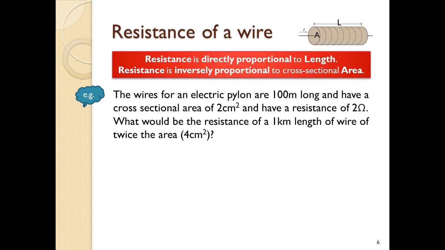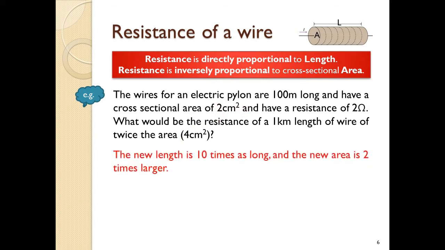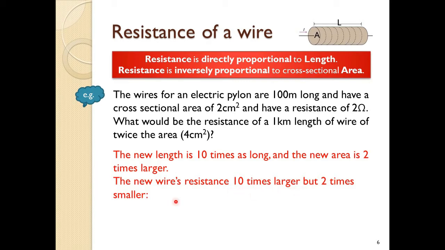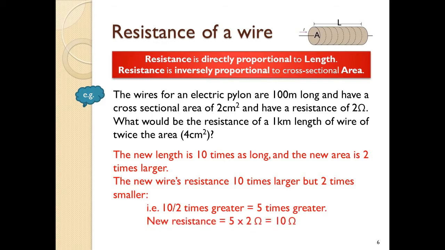So to solve this, we need to notice that the length of wire has got longer, and the area has got larger compared to before. In fact, the new length is 10 times as long, and the new area is 2 times larger. So the new wire's resistance will be 10 times larger, but 2 times smaller. That makes 10 over 2, which is 5 times greater. So the ratio will be 5 times bigger than it was before, or 10 ohms.